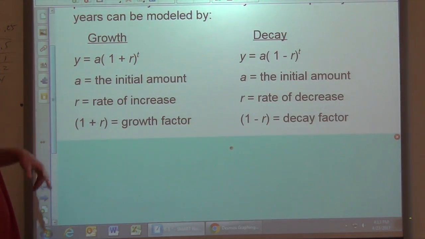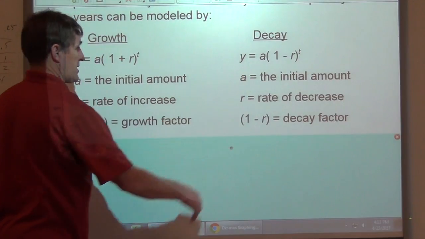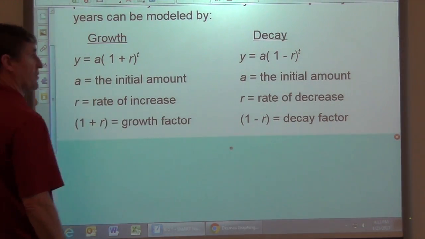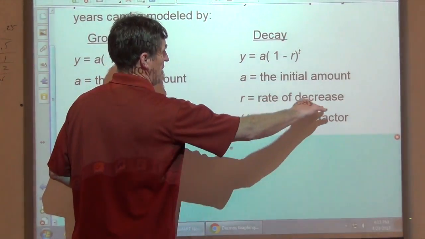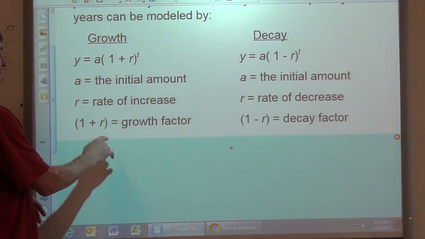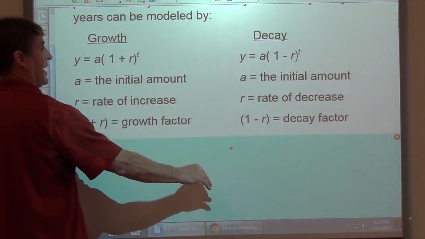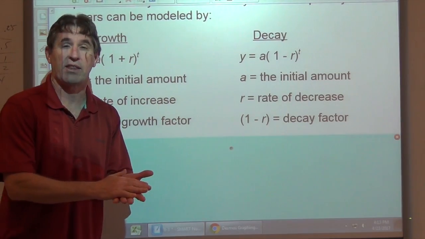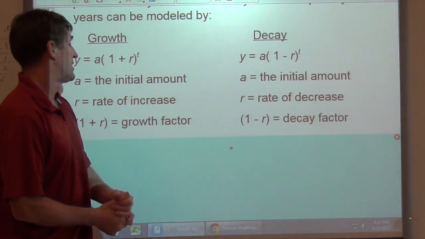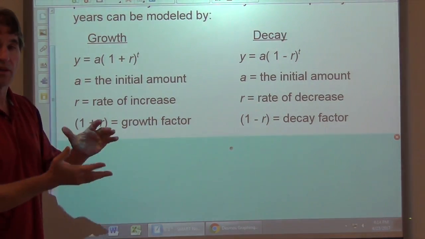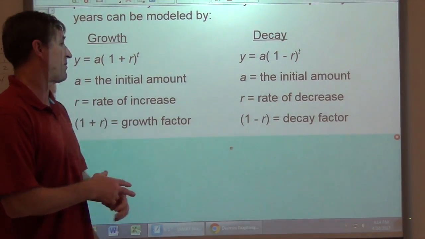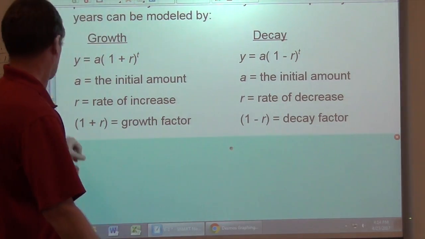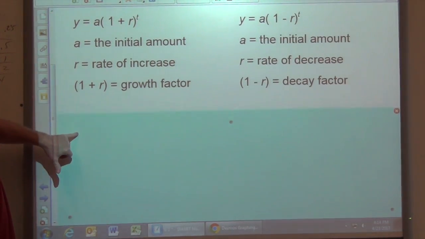So, in these, a is the initial amount in both cases. r is the rate of increase over here, because we're going to look for an increase. r here is the rate of decrease. And then 1 plus r is your growth factor, and 1 minus r is your decay factor. Now we'd like the things we invest in to have a growth factor. Like homes usually have a growth factor, they go up in value. Cars usually have a decay factor, they go down in value. So we're going to look at problems involving this.